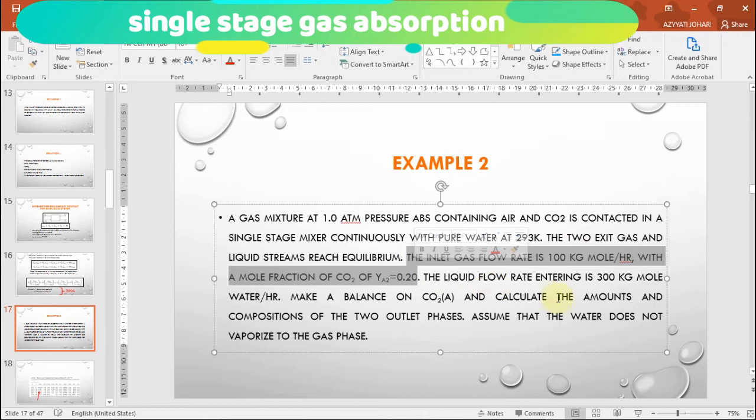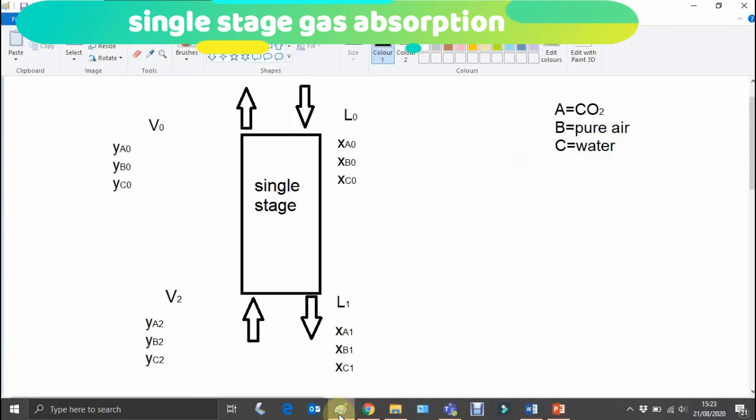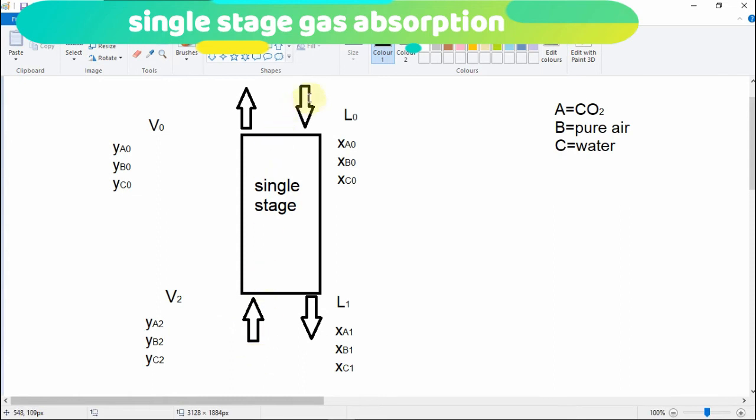Okay, so next is to extract the info starting from this sentence. It stated the inlet gas flow rate is 100 kmol per hour. Referring to this diagram, inlet means the direction will go into the system. So these two are inlet flow rates. Which one is the inlet gas flow rate? Gas refers to the vapor stream. This is the liquid stream. So this will be the inlet gas flow rate, which is V2.